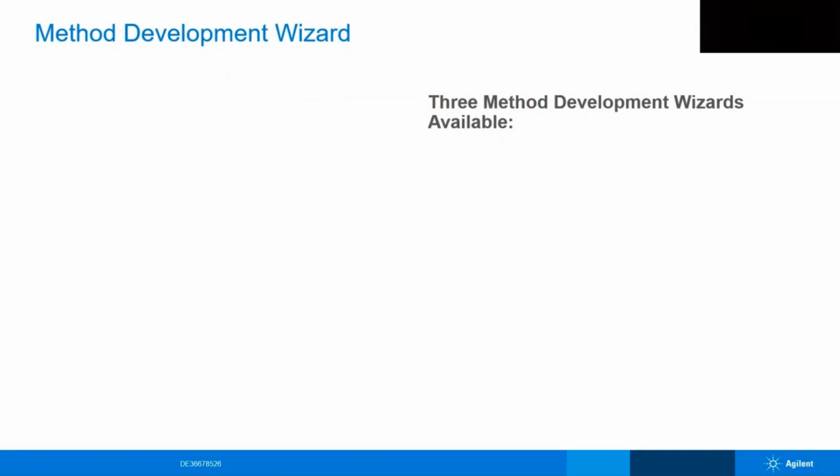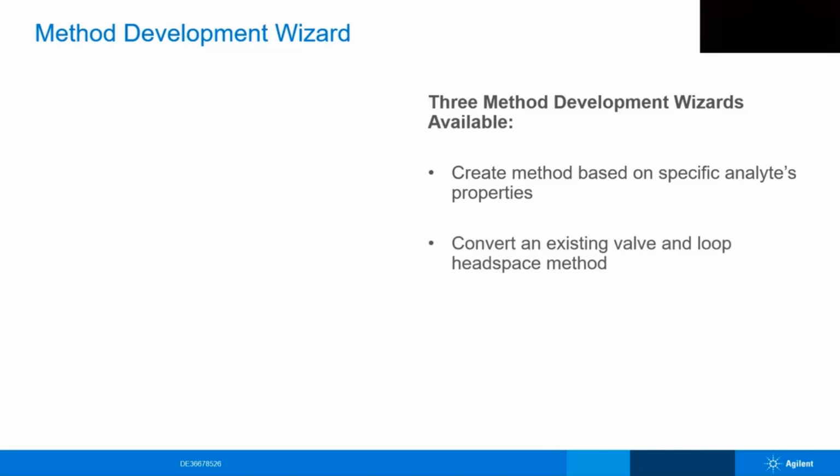So as I mentioned, we have 3 method development wizards available. So we'll elaborate a little more on those. As I mentioned, the first wizard will create a set of parameters based on a specific analyte's properties. So this is, we know what the boiling point is of our analyte, and we want to build our method around that property.